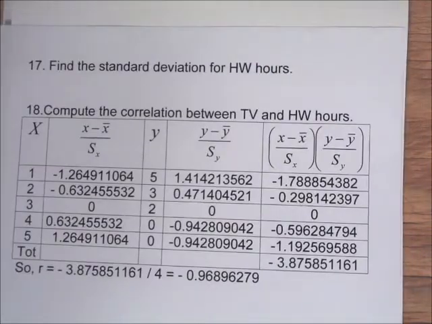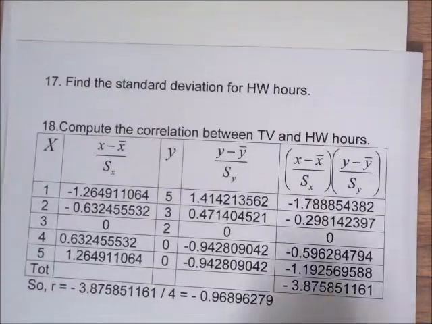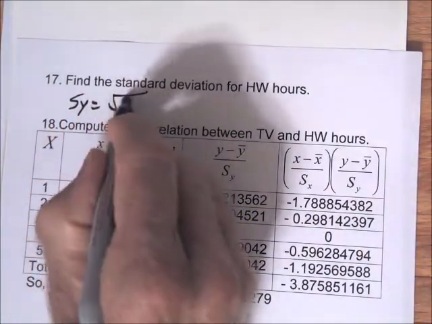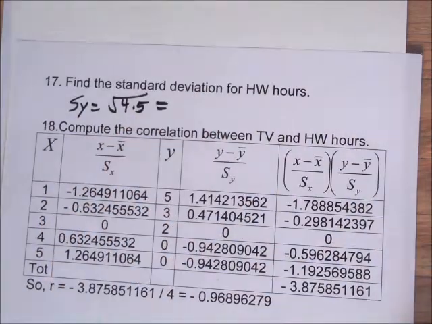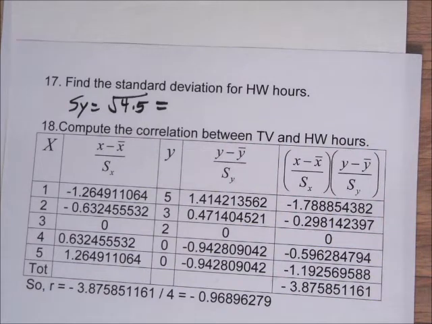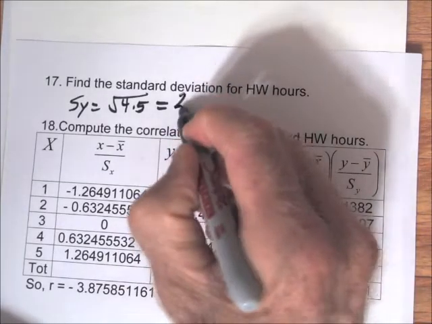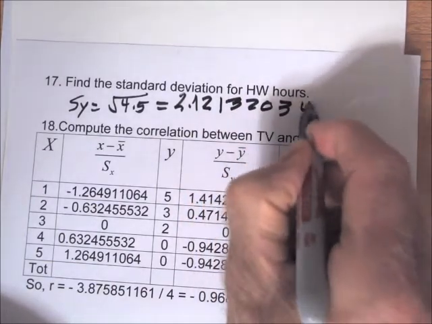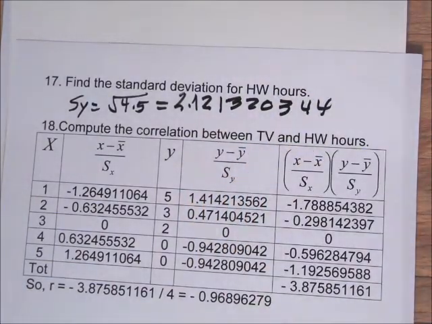Okay, so let's do the standard deviation for homework hours. That's going to be the square root of the variance. So it's the square root of 4.5, and I'll put that in the calculator. Second square root, 4.5. We get 2.12 something. I'm going to store that in memory.